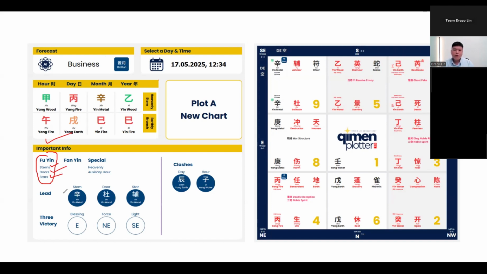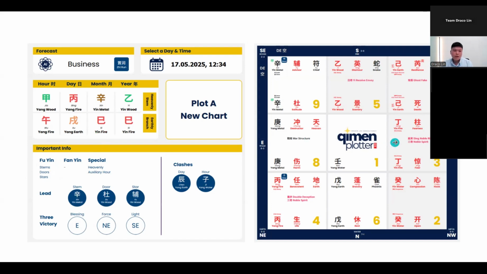Don't talk about whether it is good or bad first. We don't bother. Right now we do recognition. The stamps, the doors and the stars are fooing. The important information is written here. Simple.